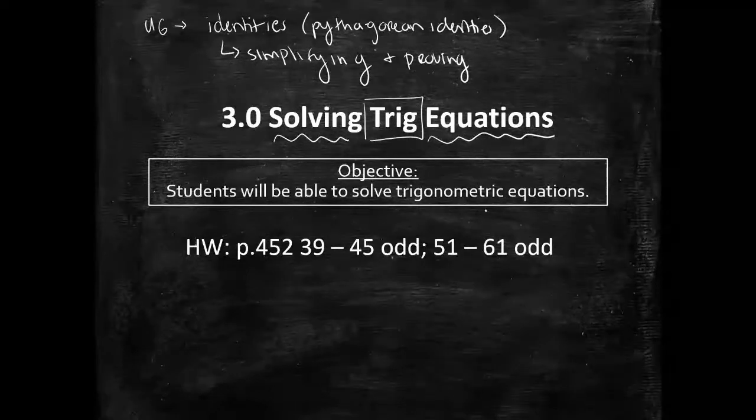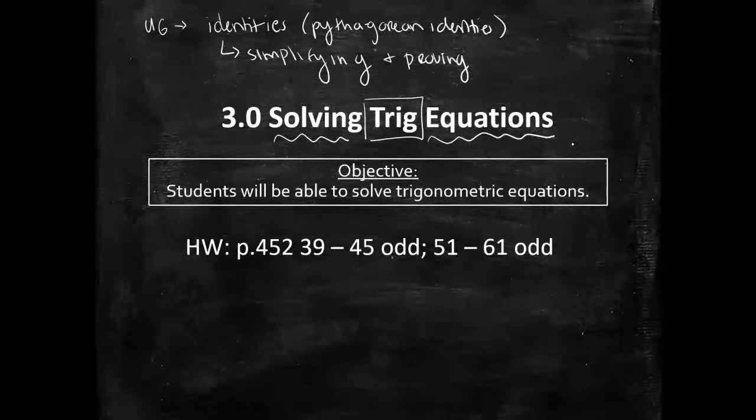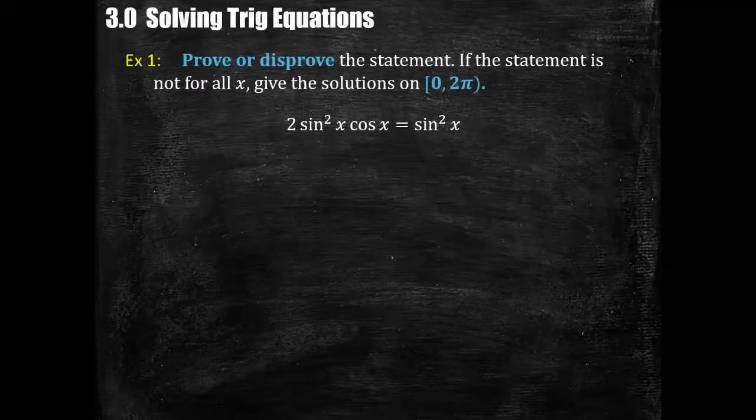So this is the homework or the practice that goes with it. I encourage you, after you watch this video, to go ahead and do some of this practice and take a look at it. But our goal for this lesson is to successfully be able to solve trig equations. So let's get started. On this first example, we're going to prove or disprove the statement. If the statement is not true for all x, we're going to give solutions on just 0 to 2 pi.